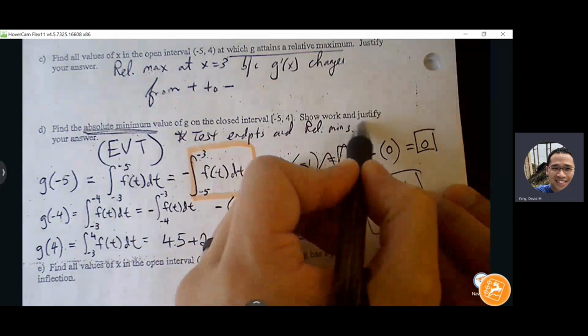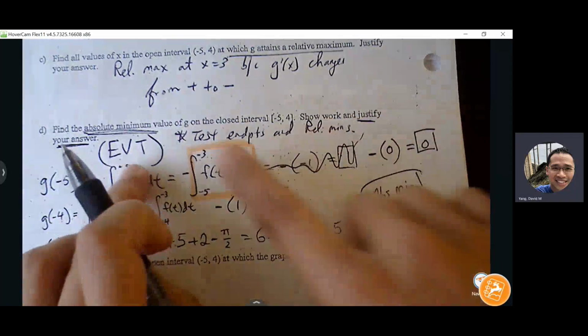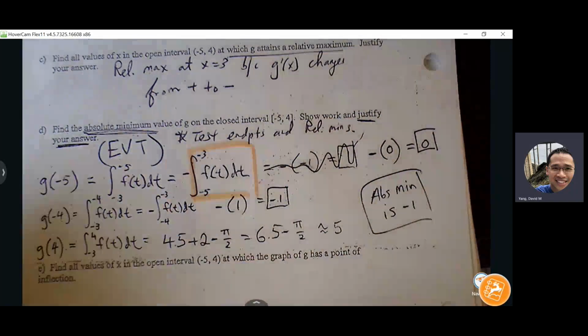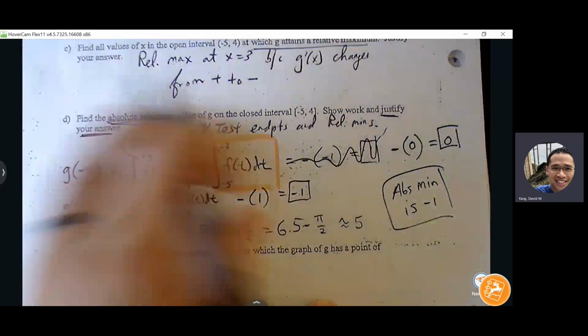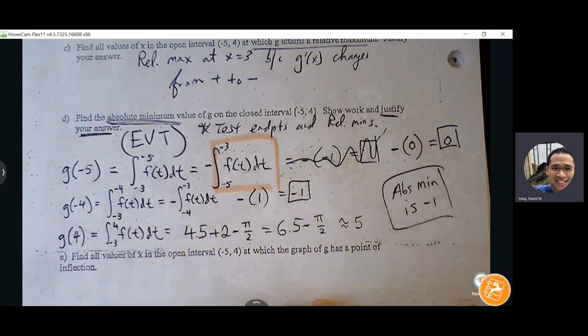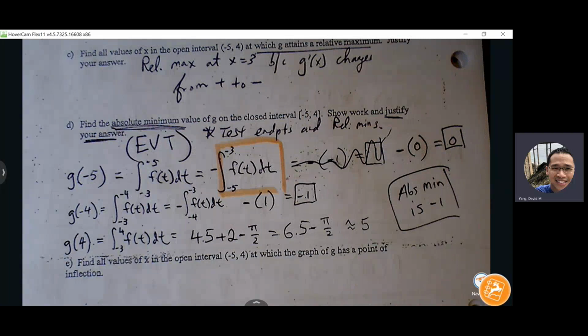And it says show work and justify. This is a common wording that you're going to see on the AP exam. With extreme value theorem, you don't have to provide any words. If you go through the steps and show that you are testing endpoints and your critical point, that is justification. Some of the other theorems require more words and phrasing. But the nice thing with EVT is that if you just show your work and show that you are testing the points that you're supposed to test, then you will get full credit.